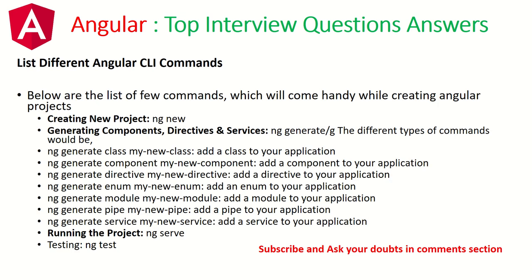Now, can you list some of the commands that are used in Angular CLI? They are interested in knowing what commands you have used and are aware of. You can start by saying ng new, which is to create a new project. ng generate is a very important command. You can generate a class, component, directive, enum, module, pipe, or service just by passing commands like ng generate class, or ng generate component with the component name. So go through these commands. This is how ng generate is very important to generate components, directives, and services in your application.